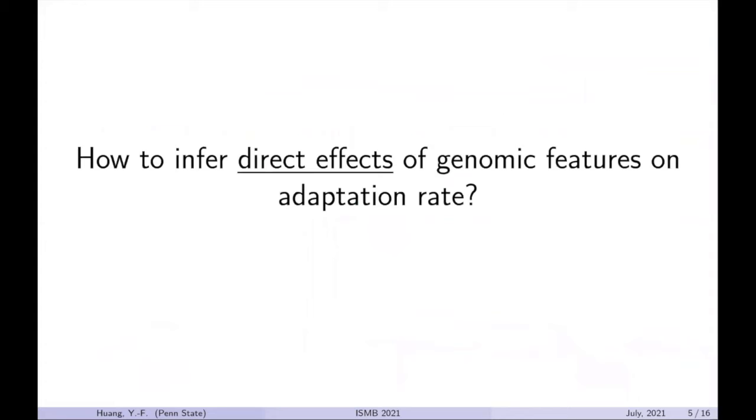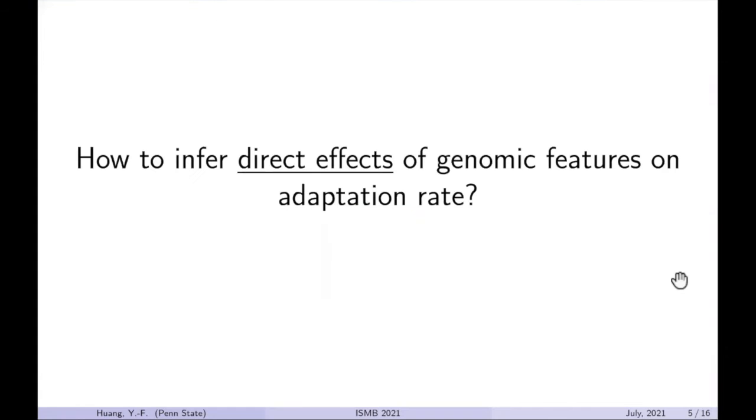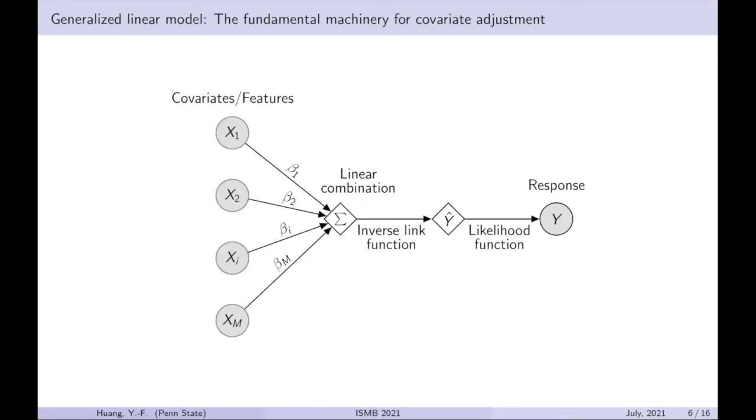In this talk, I want to infer direct effects of genomic features on adaptation rate. So basically, I want to distinguish between these three plausible explanations. It's not trivial, and we need a novel statistical framework because previous methods simply don't work. The new method is based on GLM, or generalized linear model. Generalized linear model is the fundamental machinery for covariate adjustment.